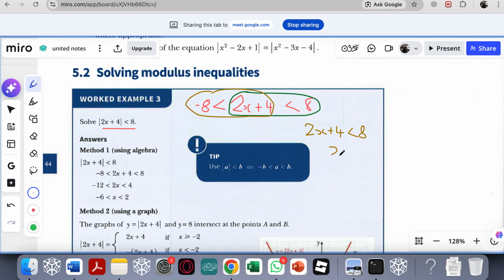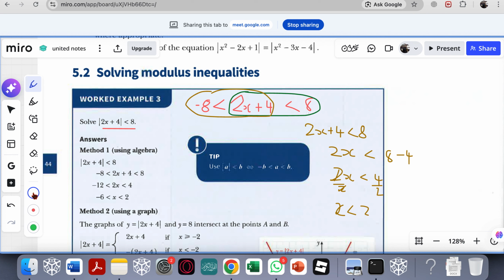You bring 4 to the right, it becomes 2x is less than 8 minus 4. When this one comes to this side, it becomes negative 4. So what you have now is 2x is less than 4, sorry. 2x is less than 4. That's what you have now. So you divide both sides by 2. So x is less than 2, because 4 divided by 2 is 2. So you say x is less than 2 on the right.